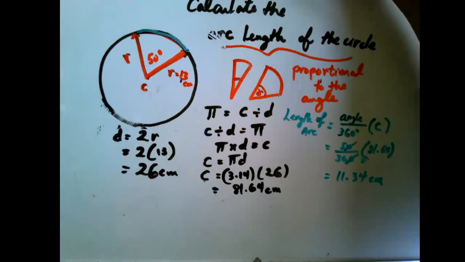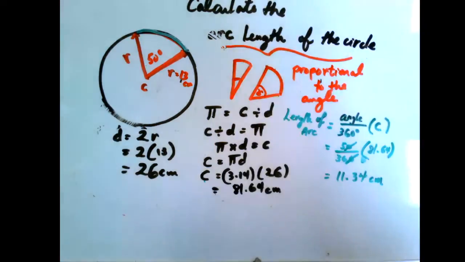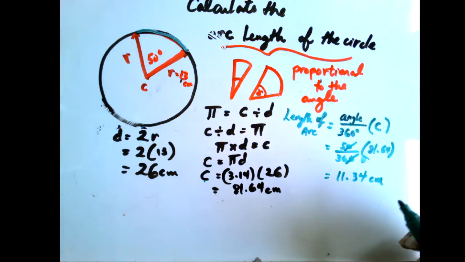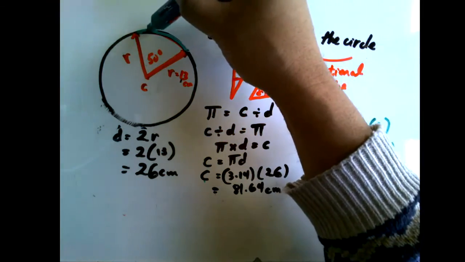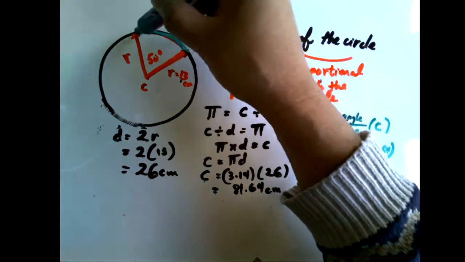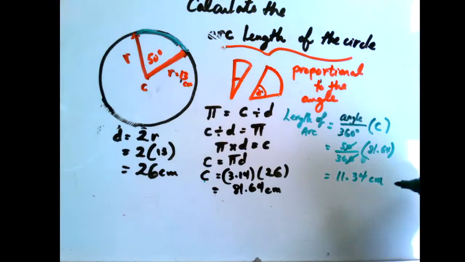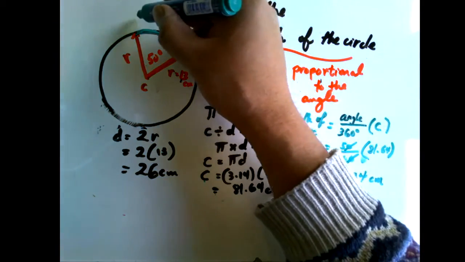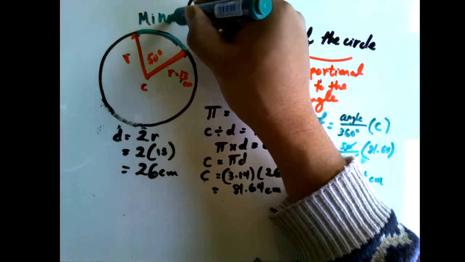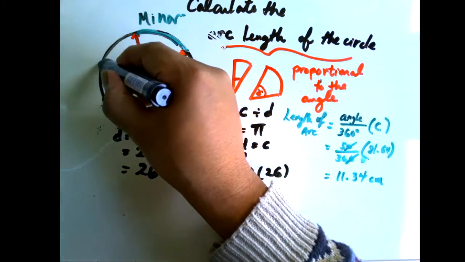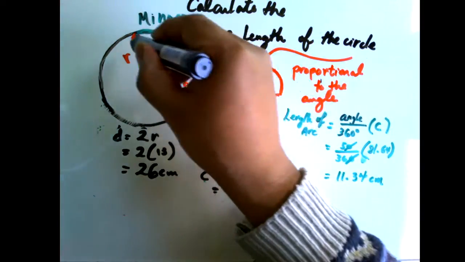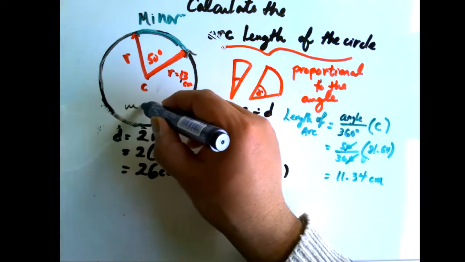Okay. So we just calculated the length of that arc. Now, that length of the arc here is a smaller arc. And when it's a smaller arc, we call that a minor arc. The other side of it, the bigger one, what about this arc here, which has a longer way to go? That's what you call the major arc.